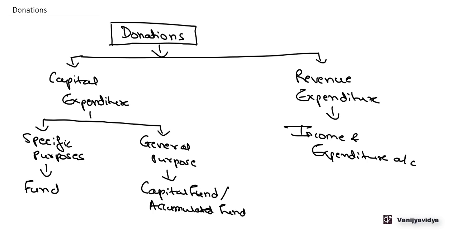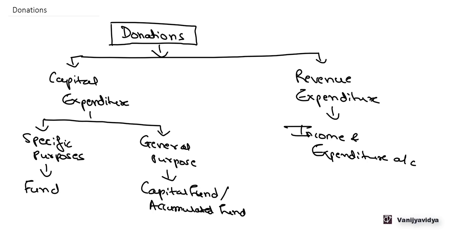Now this is very general, but for each and every organization the nature of the donation differs. So for each organization we need to evaluate what are the reasons for the donations, what is the purpose for which it is received, and the nature of that particular expenditure, and accordingly we need to decide whether to account it in capital fund or accumulated fund, or revenue expenditure.